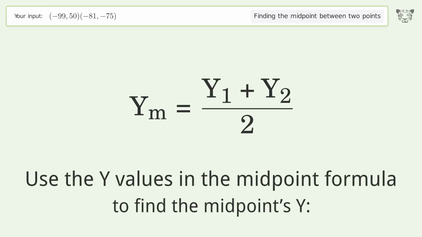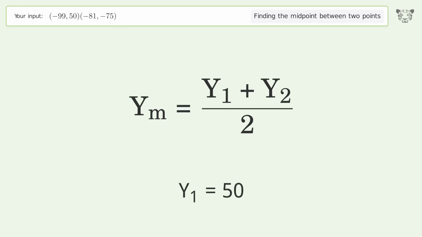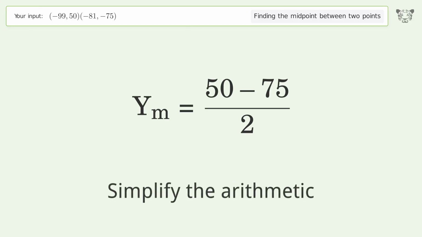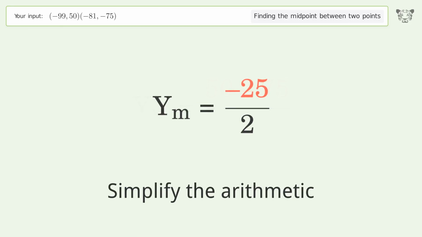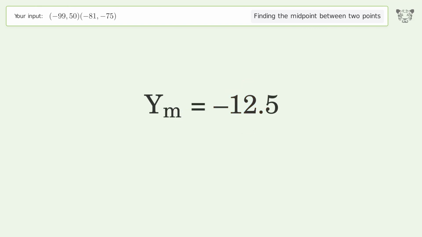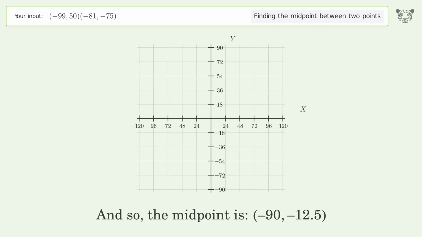Use the y values in the midpoint formula to find the midpoint's y. y1 equals 50. y2 equals -75. Simplify the arithmetic. And so, the midpoint is -90, -12.5.